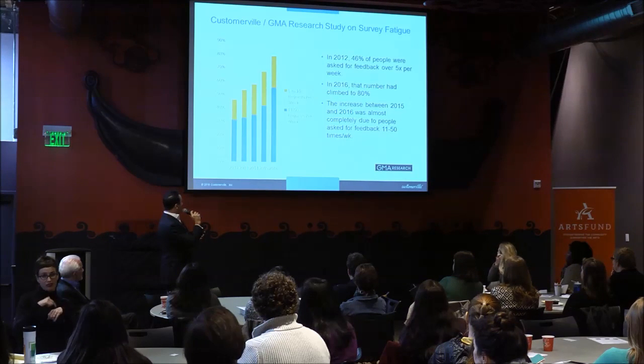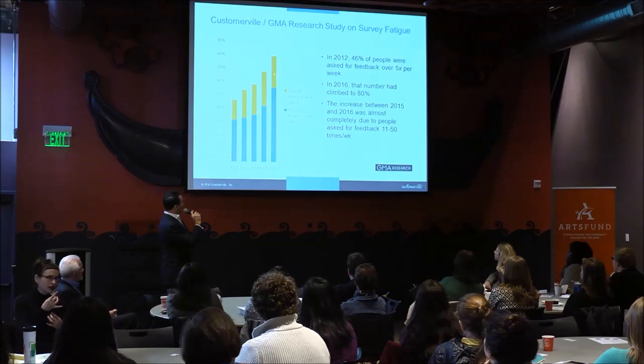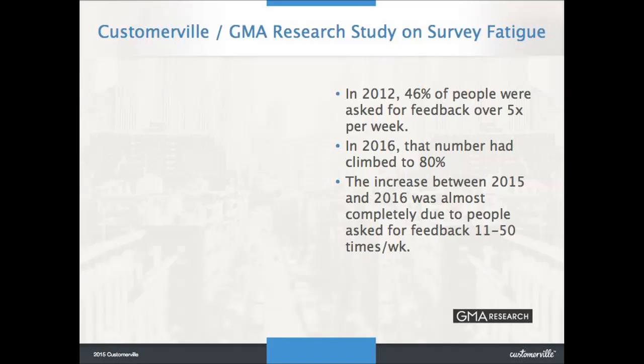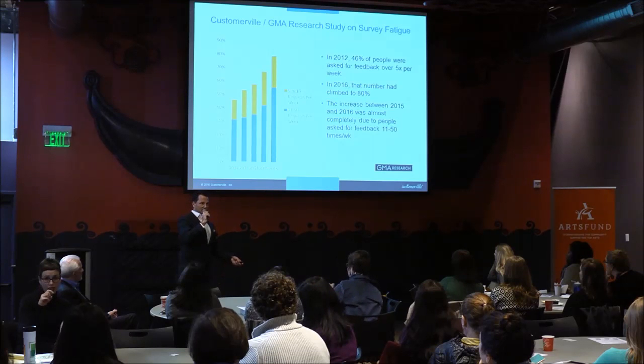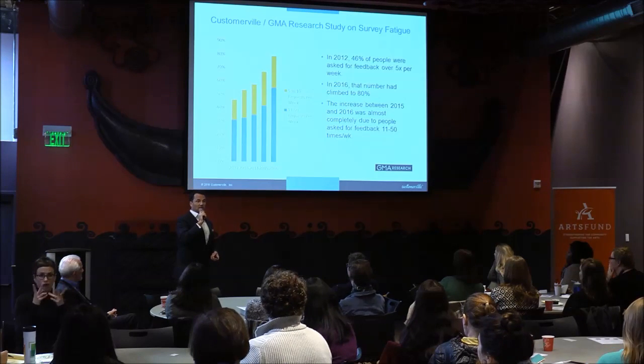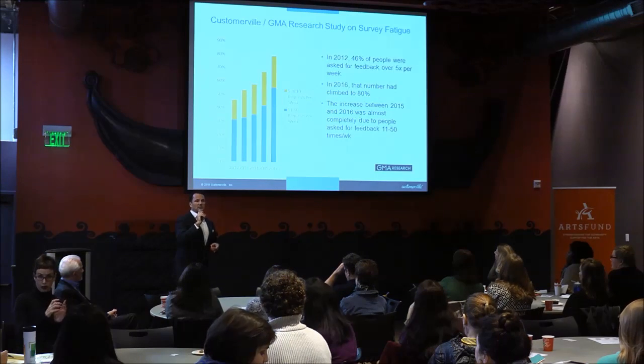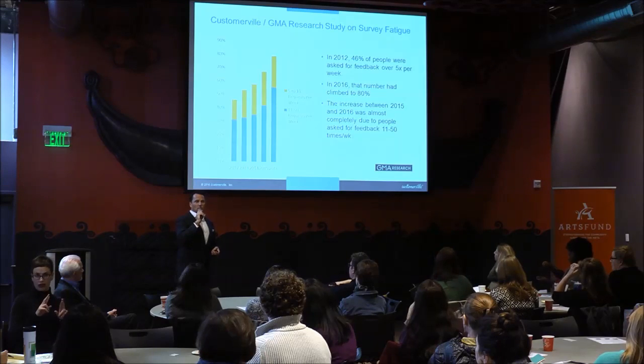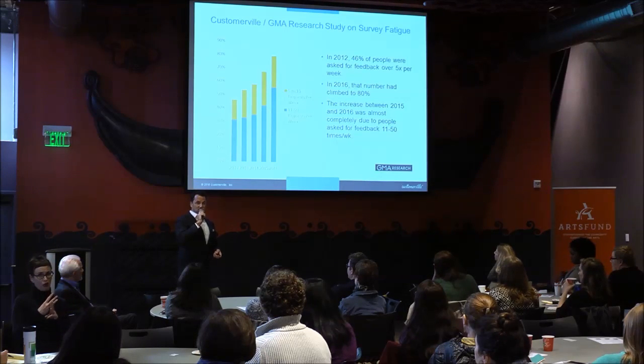But what's really interesting about this is that the increase between 2015 and 2016 was almost completely due to people who were asked for feedback, this is not a typo, 11 to 50 times per week. So people are overwhelmed. You need to get feedback using online surveys. It's a very important part of your ability to plan, for your ability to respond, and yet the world is awash with surveys, and most of them are awful.